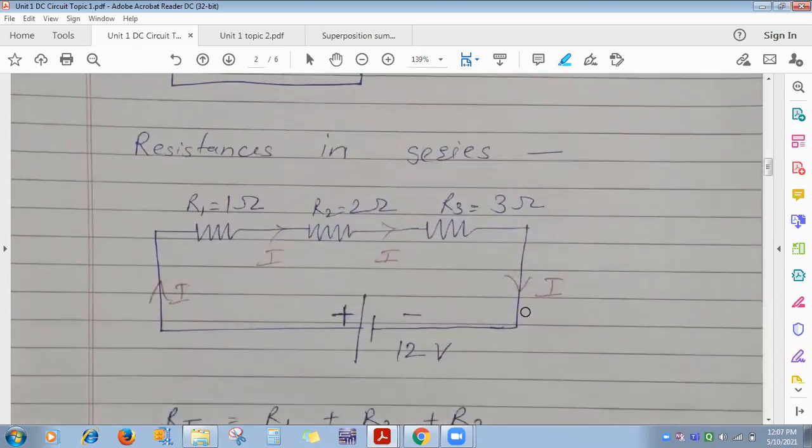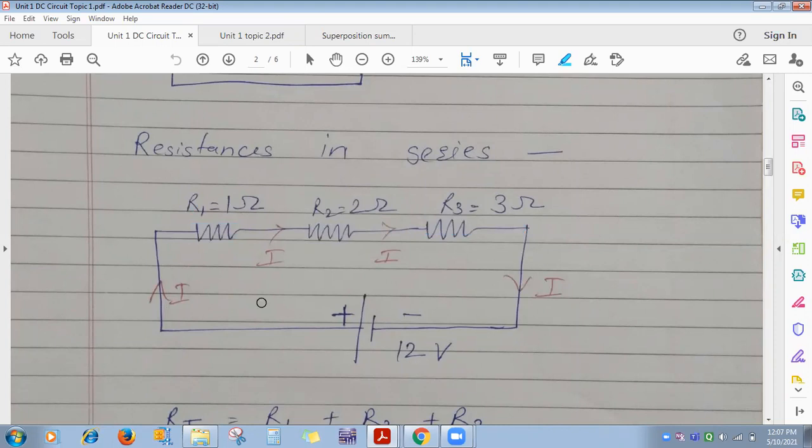Now see here, 1 ohm resistance, 2 ohm resistance and 3 ohm resistance, R1, R2 and R3. Resistance is the opposition to the flow of electrons whenever electrons flow through the circuit. It is denoted by capital R and its unit is ohm. You already studied this in 12th. So R1, R2, R3 are three resistances connected in series.